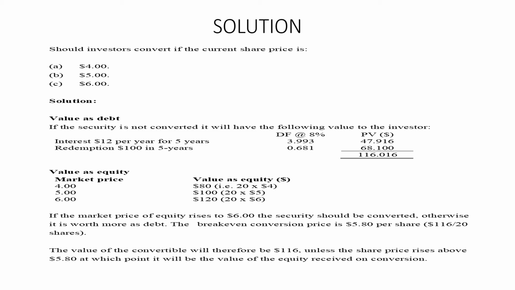So we have got this amount by dividing 116 by 20, so we'll get 5.80. So the value of the conversion will therefore be 116 unless the share price rises above 5.80, at which point it will be the value of the equity received on conversion. So if the market value of equity rises above 5.80, it would be beneficial for the investor to convert the security into equity.